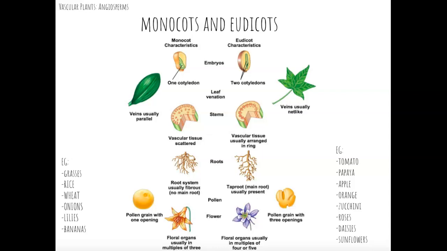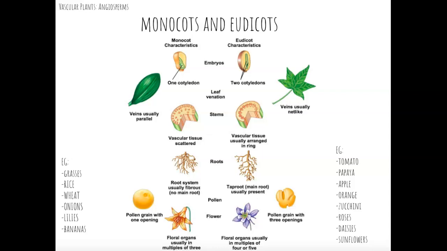So eudicots include things like tomatoes, papayas, apples, oranges, zucchini, as well as roses, daisies, and sunflowers. It also includes things like eggplant, and the list sort of continues. So eudicots look a little bit different than monocots in several ways.